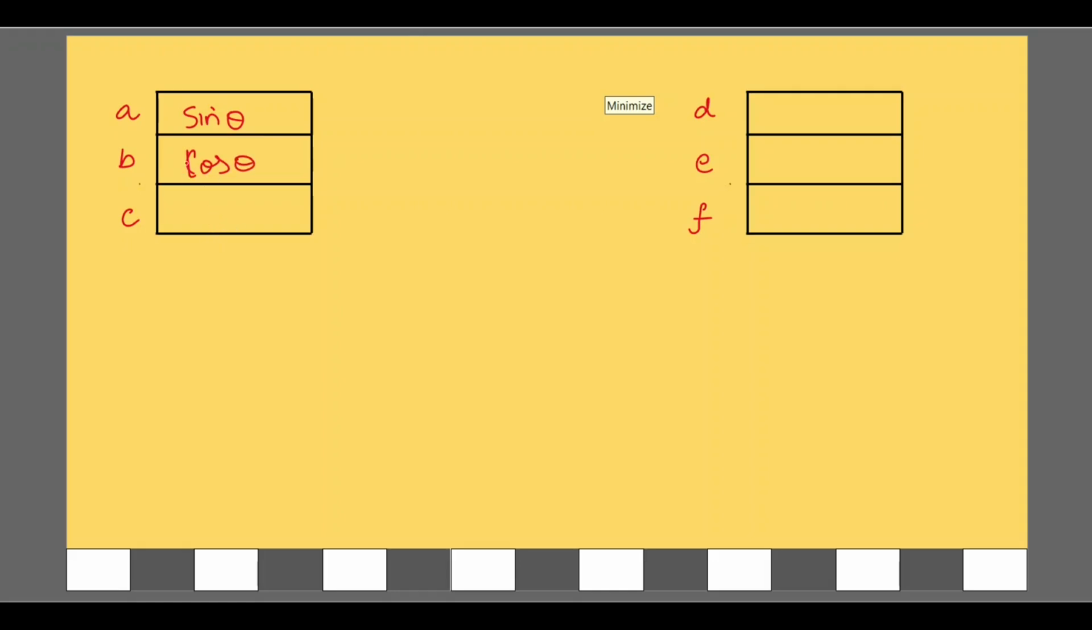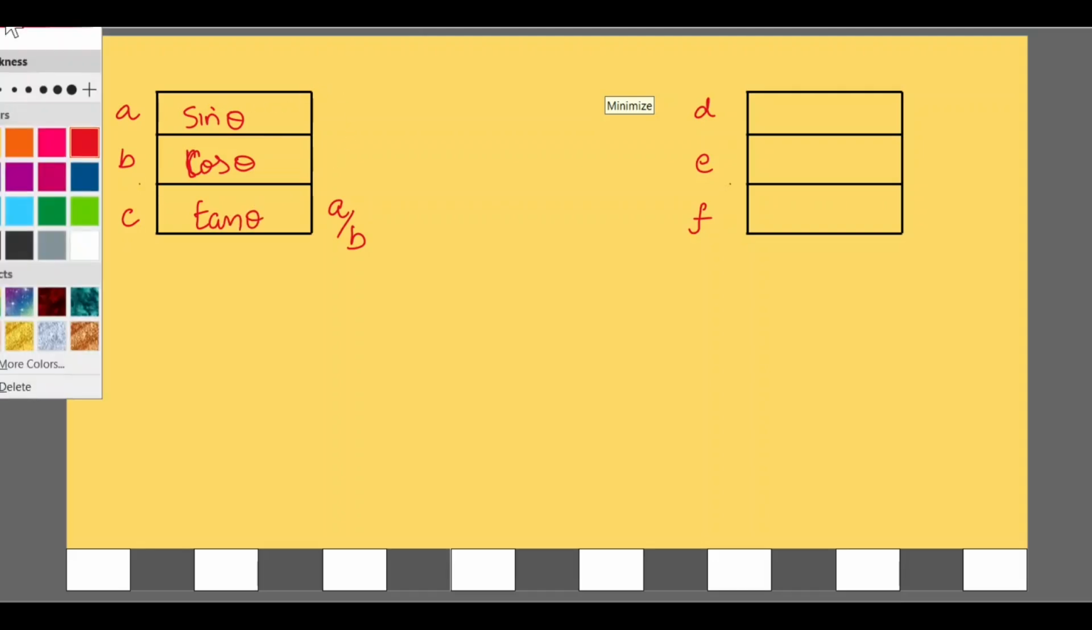So we are done with sine and cosine theta for now. Let's go to tan theta. So if you divide A over B, we get a new trigonometric function which is called tan theta. Okay. Now let me use another pen.